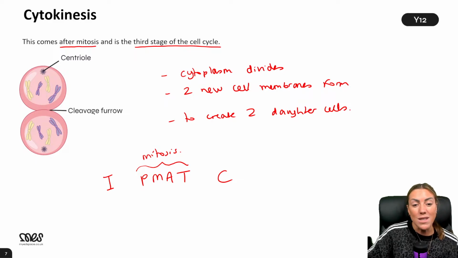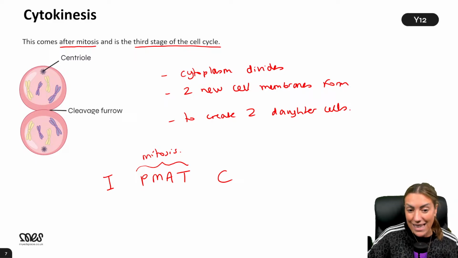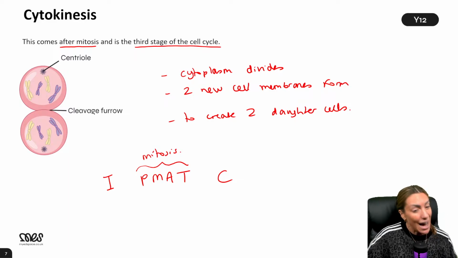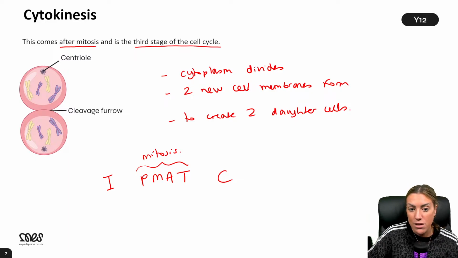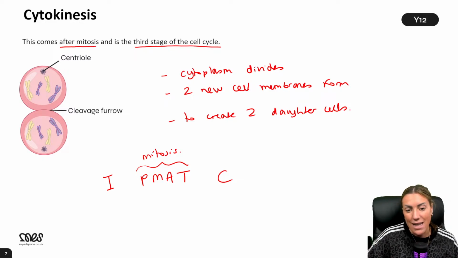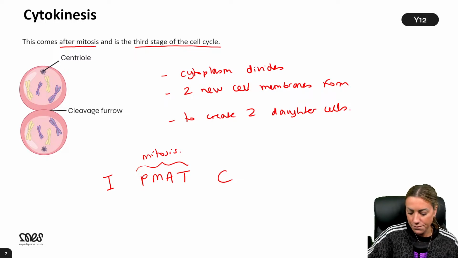And just so you know what's expected at A level, you should be able to name all these stages in the correct order and describe what is happening during every single one of those phases and recognize them on a diagram or an image taken under the microscope. You should be able to recognize the phases based on what you see happening. So we're going to have a go at that with some questions, okay?